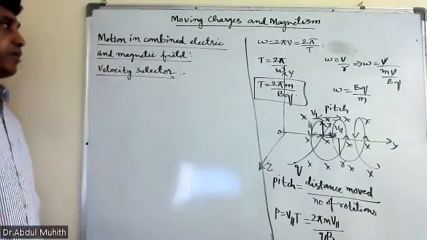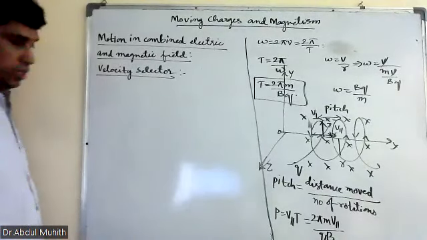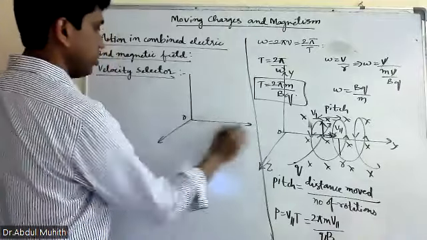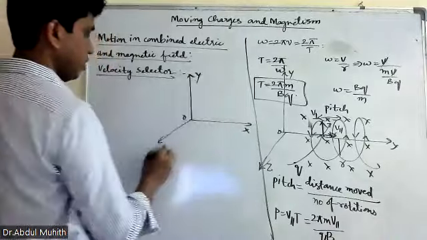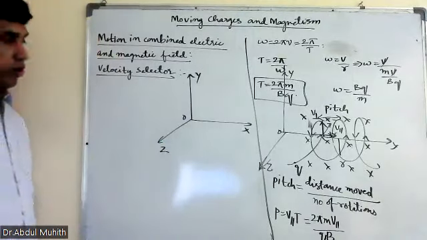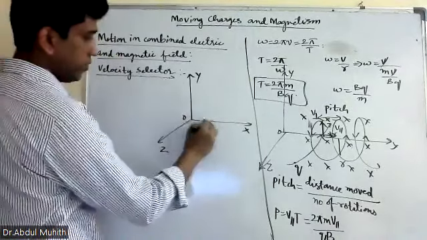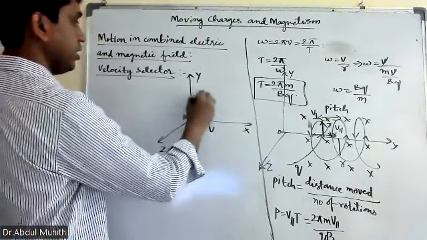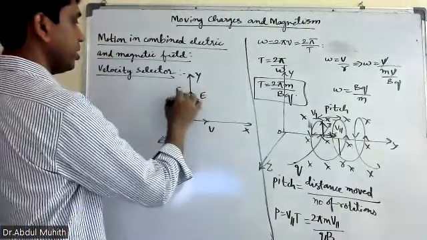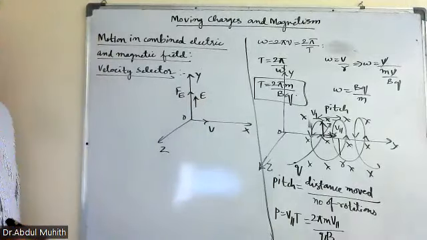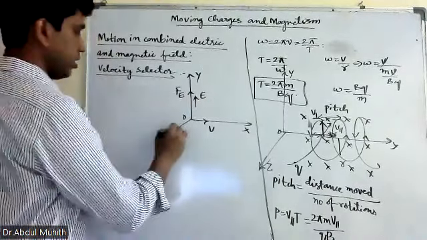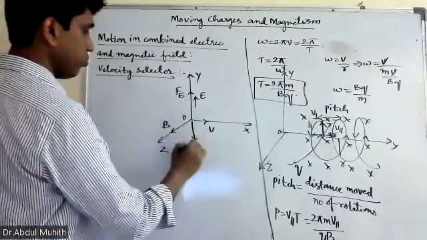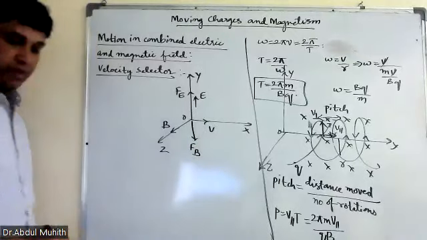Motion in combined electric and magnetic field: velocity selector. See here, we are taking three axes: origin, x-axis, y-axis, and z-axis. Along the x-axis, I am taking the velocity vector. Along the y-axis, I am taking the electric field E, so the force Fe is along it. And along the z-axis, I am taking the magnetic field, that is B. So the force Fb is perpendicular to both of them.